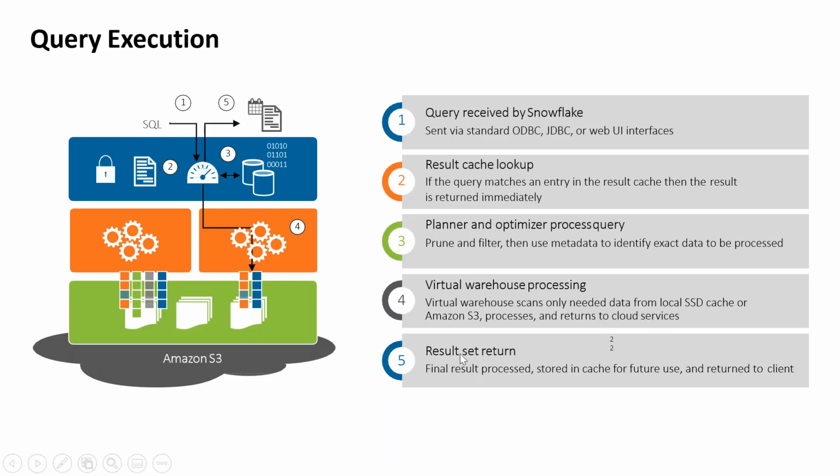The final result set is processed and stored in cache for future use and then returned to the client. So you understood, right? It looks at the result cache. If not there, it looks in the virtual warehouse cache. If not there, it goes to the S3 buckets to get your data. Then the results go to the cloud services layer metadata, where they are cached, and are returned to the client. Okay.